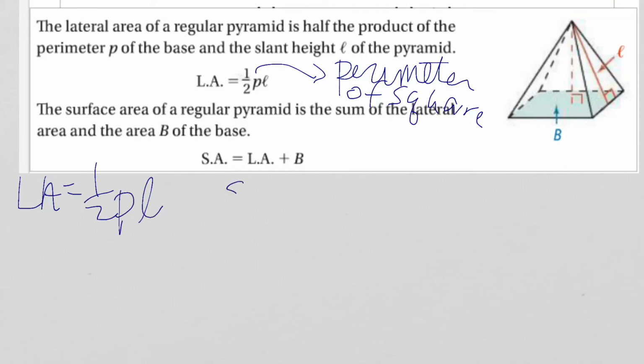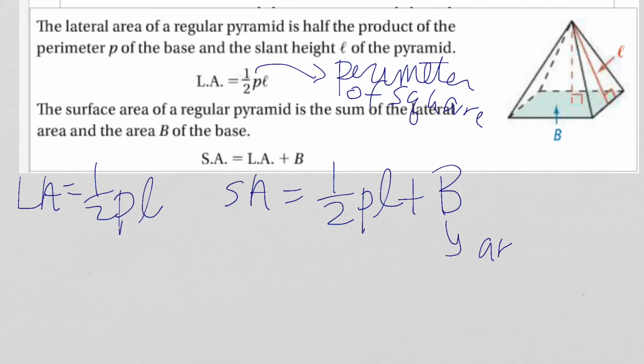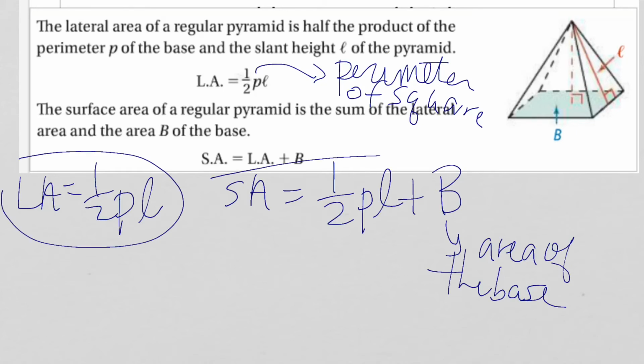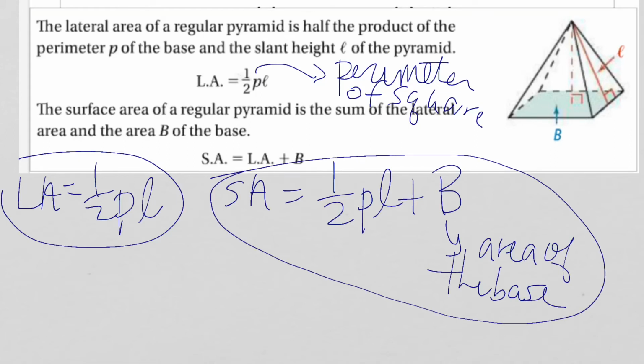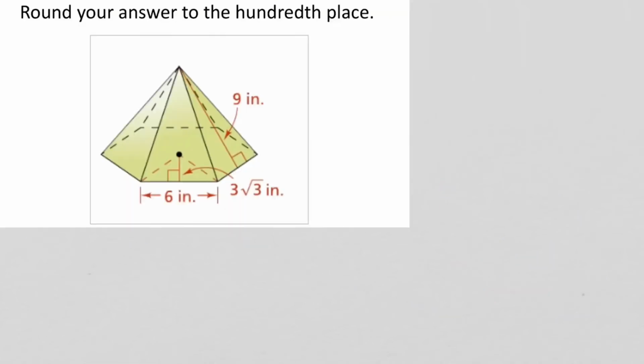The total surface area would be the lateral area, 1/2 PL, plus B. And B depends on what your base is. So I'm going to put here, with an arrow, it's the area of the base. So the base could be a polygon, it could be a square, so many different types of bases, the area of the base. So these are the 2 formulas that you should definitely have for your surface area for a pyramid.